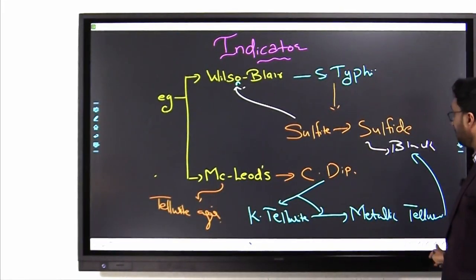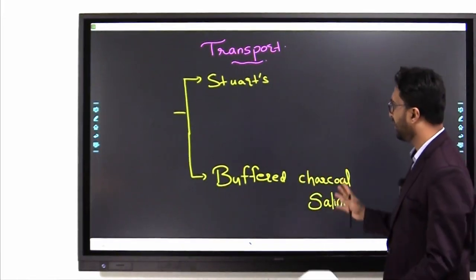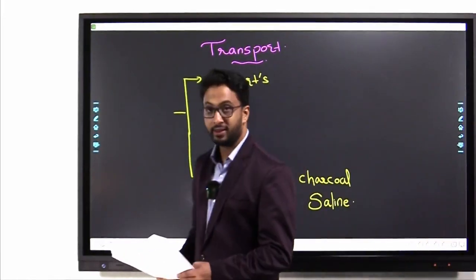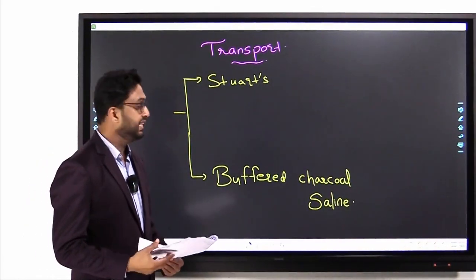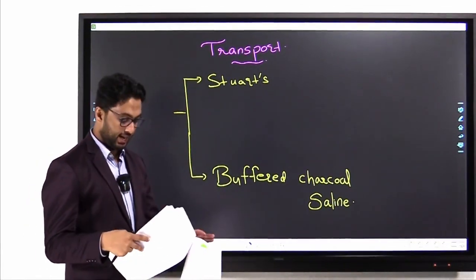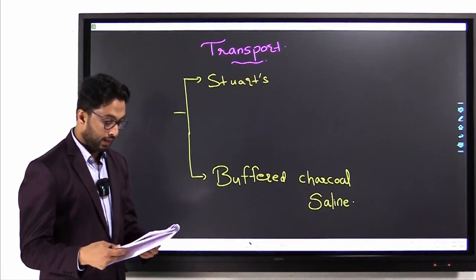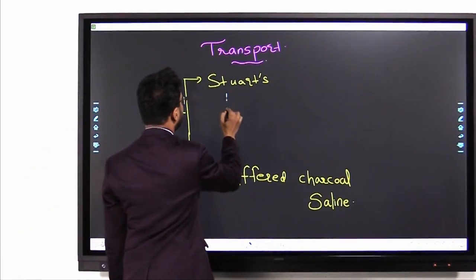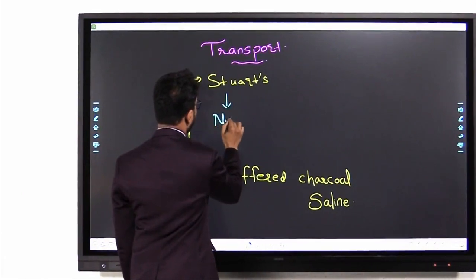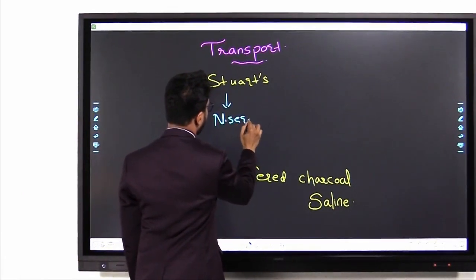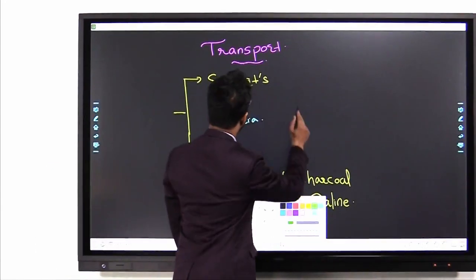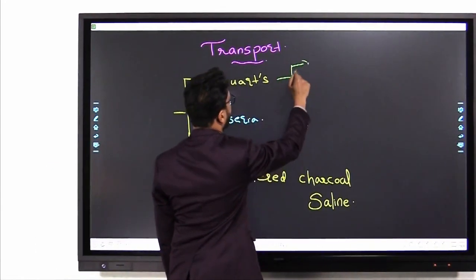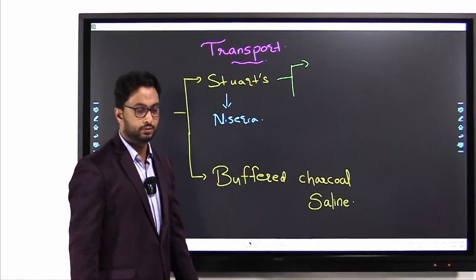Okay, Wilson-Blair and McLeod's. Transport media, you know it. I don't need to explain it as well. Stuart media, it's used for what? Neisseria. Okay, it's used for Neisseria. Isn't it? For Neisseria. Now, this Stuart media, you have to know a little details about it at this stage.